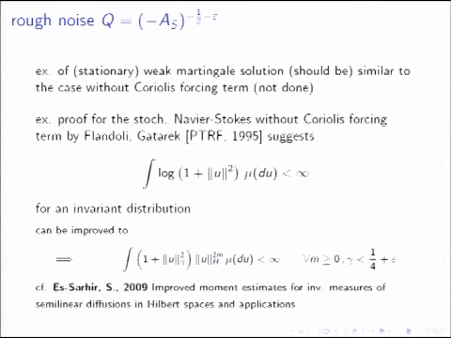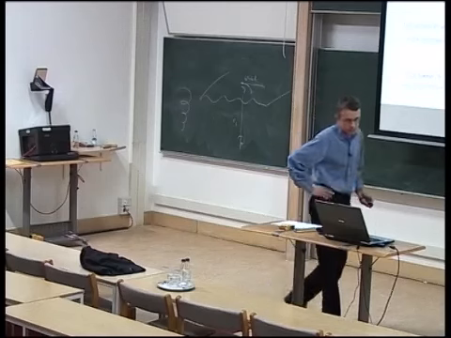Then the existence of a stationary weak martingale solution should be similar to the case without Coriolis force. If the Coriolis force is not there, existence of weak martingale solutions is known. And I want to mention briefly that the existence proof for the solution of this stochastic Navier-Stokes equation without Coriolis force, in this paper by Flandoli-Gattari, suggests that the invariant distribution of a solution satisfies these logarithmic moment estimates. Actually, power of logarithm is also possible.